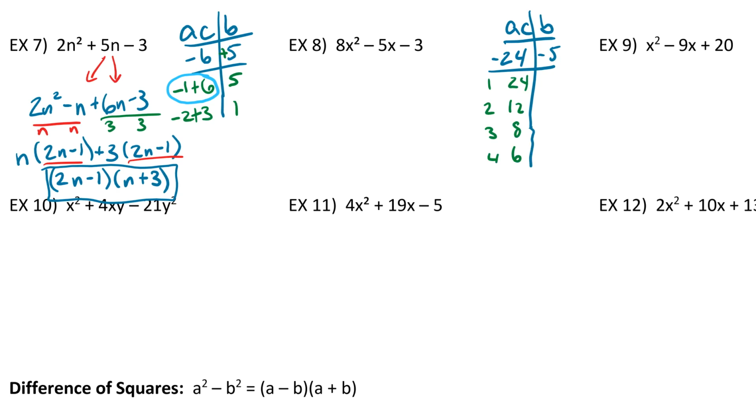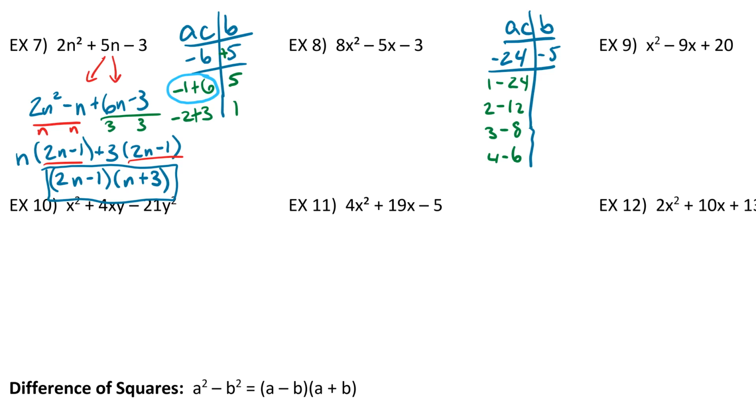Alright, B is negative, which means we want our bigger numbers to be negative. And AC is negative 24, so that means we want our signs to be opposites. They already are opposites, so we don't have to change the sign of the smaller one. Then we add these up.